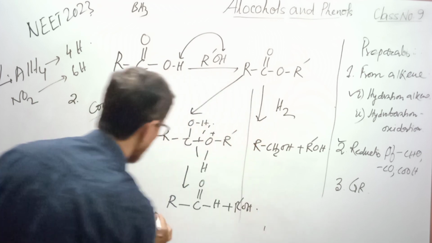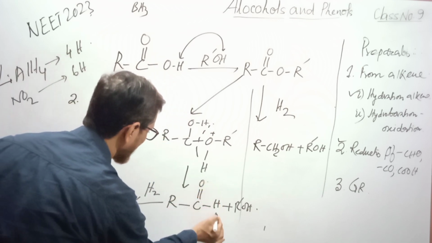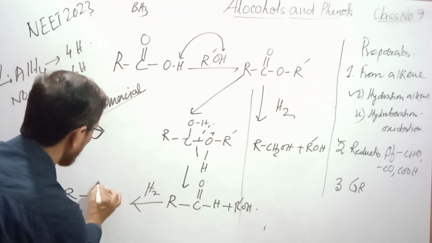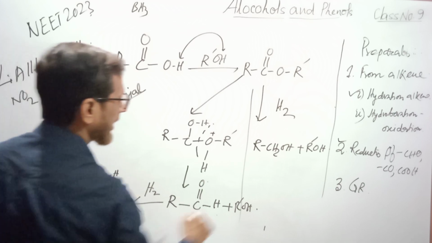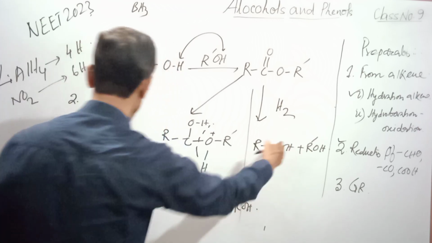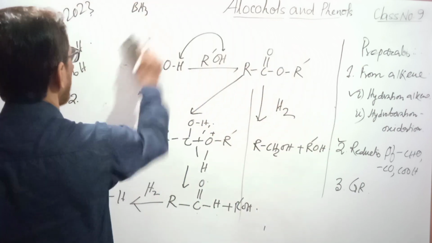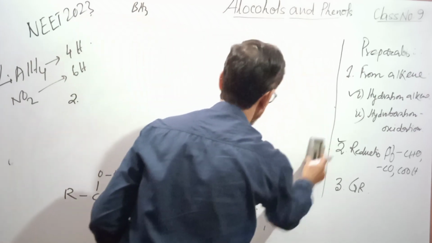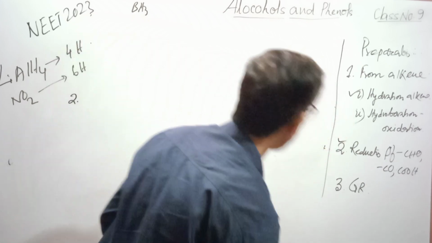Am I right? And you do once again, you add another hydrogen, one hydrogen here, the other hydrogen here. So you are getting RCH2OH. Is it not RCH2OH? Yes, it is alcohol. So it is the way where alcohol is prepared commercially. The question was asked from this point. Am I right? So our last point of preparation is Grignard reagent.